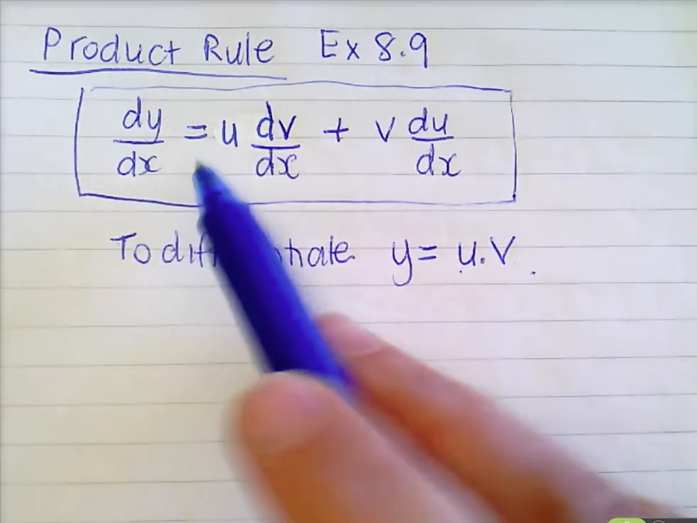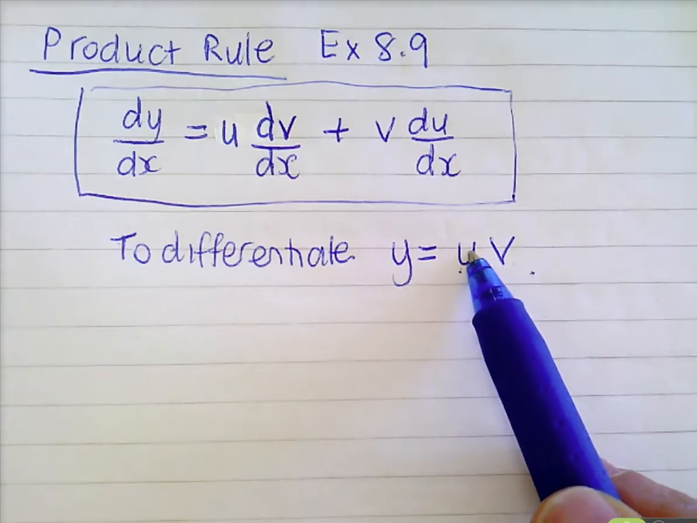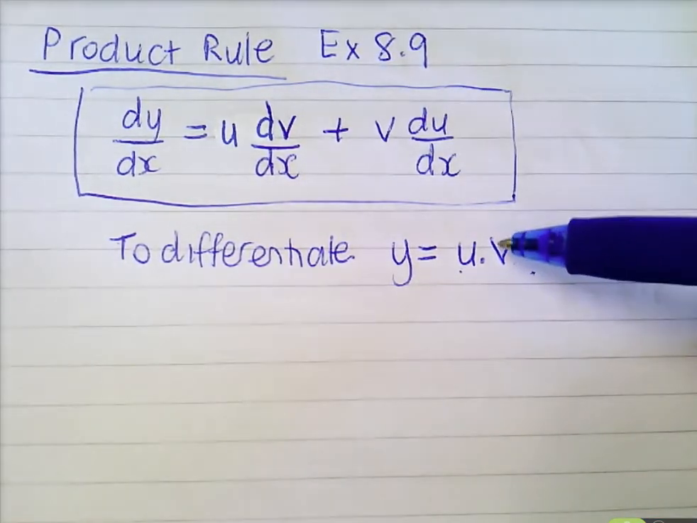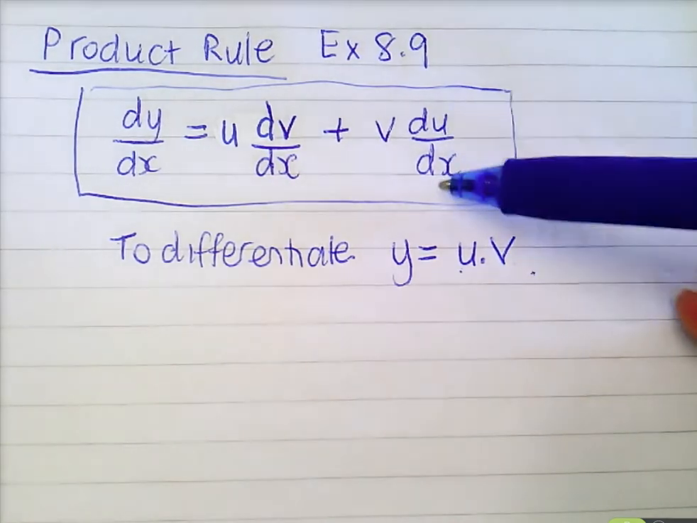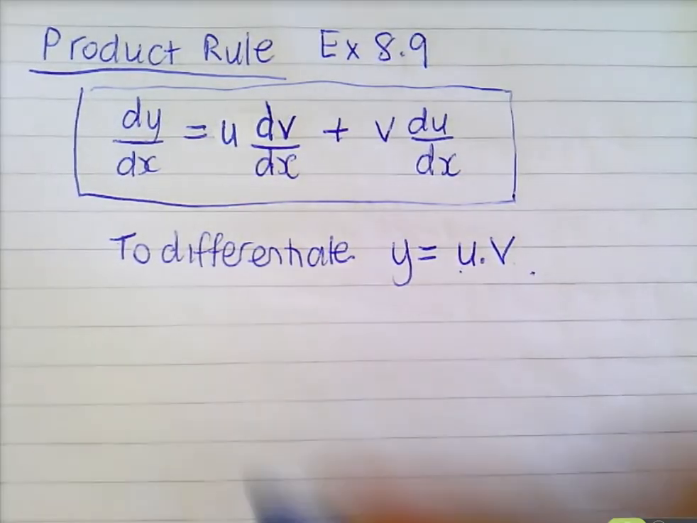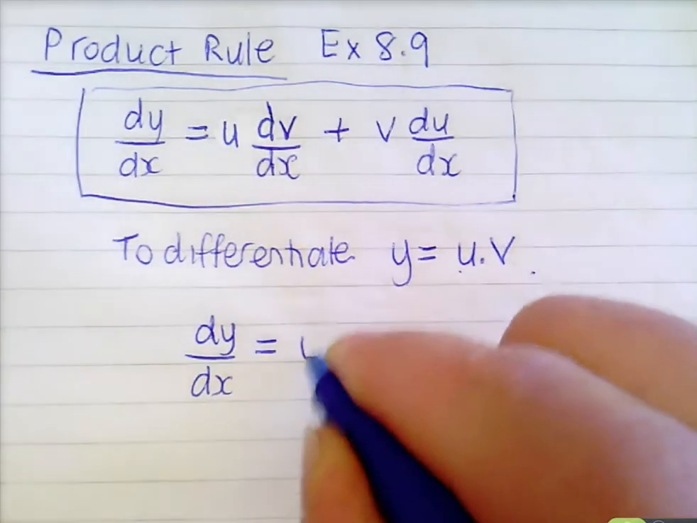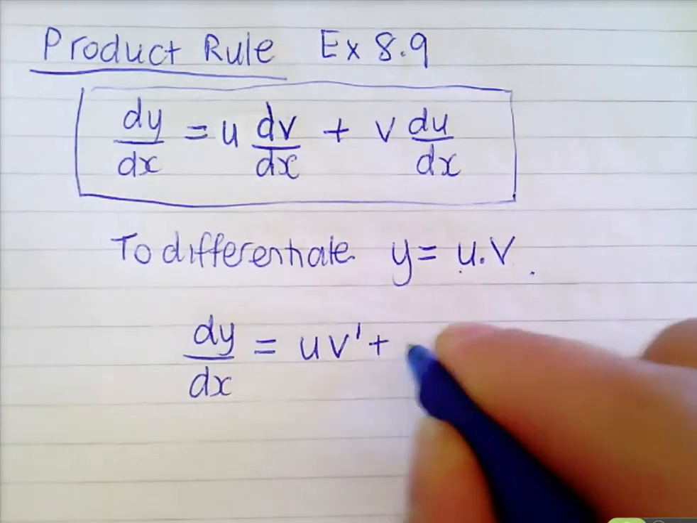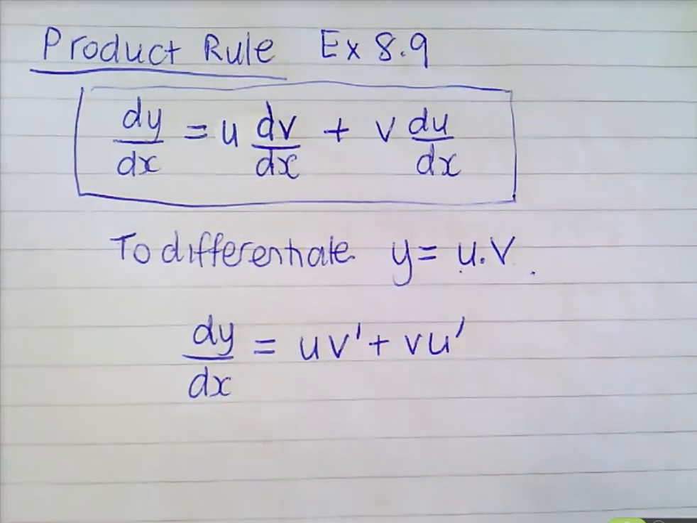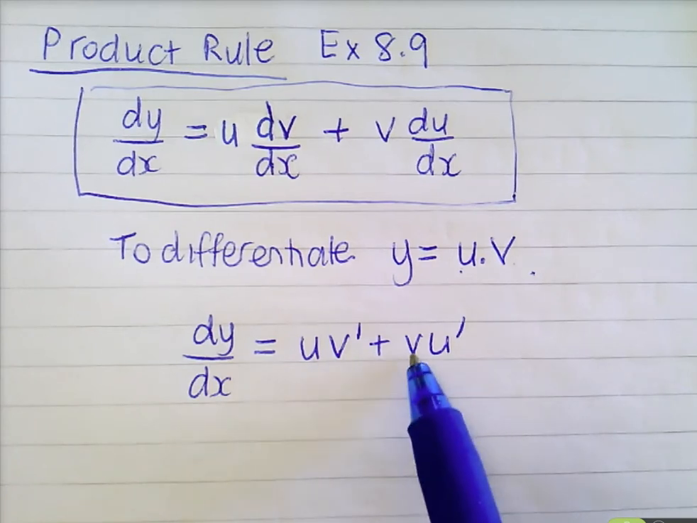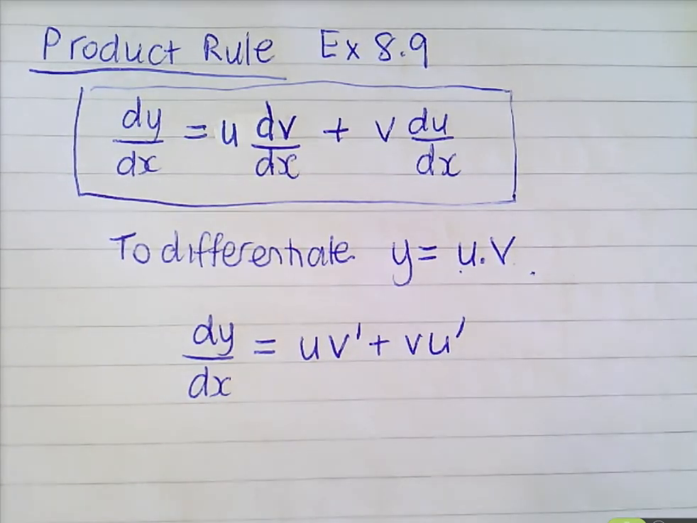dy dx is u, you write out the first function, times the derivative of the second function, plus, then you write out the second function times the derivative of the first function. Now, I'm going to write that in shorthand. So dy dx will be u times v dash plus v times u dash. So it's the first function times the derivative of the second function plus the second function times the derivative of the first function. That way you've got all bases covered. All right, so that's the rule.